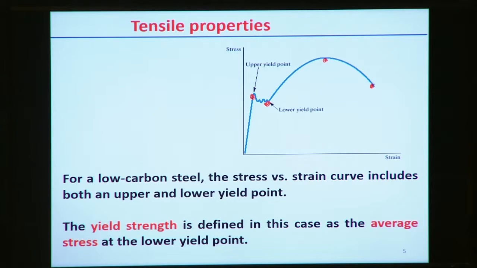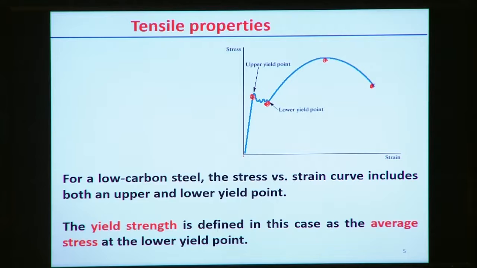But in this case, the yield strength is defined by the average stress at the lower yield point. So there are two different yield points in this case. So generally we consider the yield point as the average value with reference to the lower yield point, and then beyond that zone we can assume that this is the plastic deformation zone. So low carbon steel, from here to here, follows the linear relationship between stress and strain. So that slope actually indicates the Young's modulus in this case.